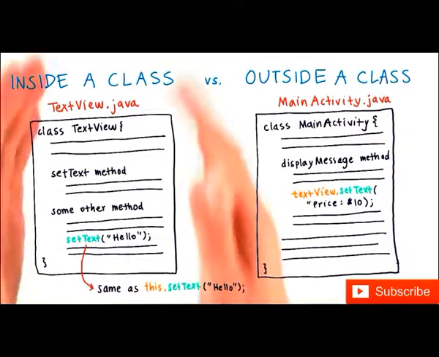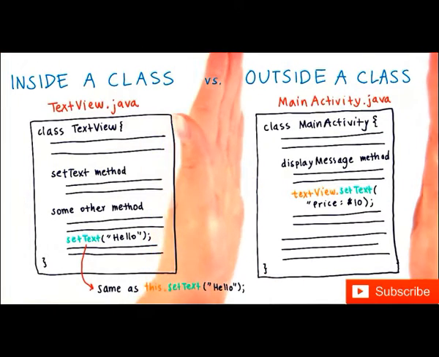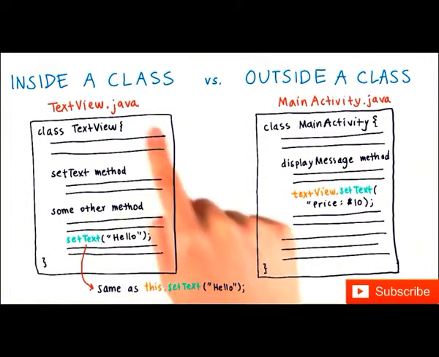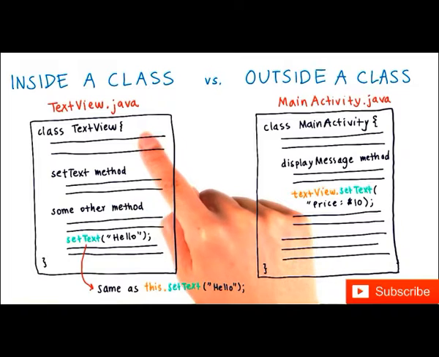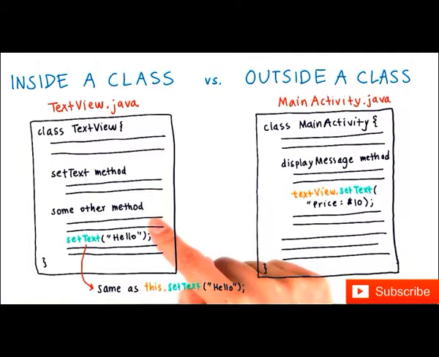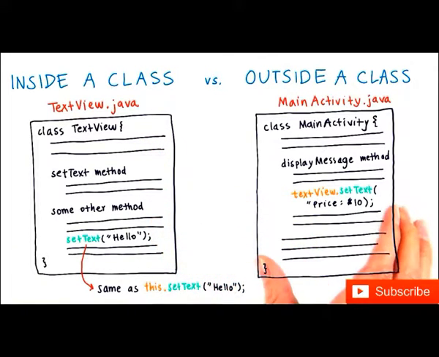Here's another difference between being inside the TextView class versus being outside the TextView class. Within the TextView class, you can access private variables and private methods. If you're outside of the TextView class, you can't use methods that are private and you can't access private variables. Within the main activity class, you can only access public methods and public variables from the TextView class.